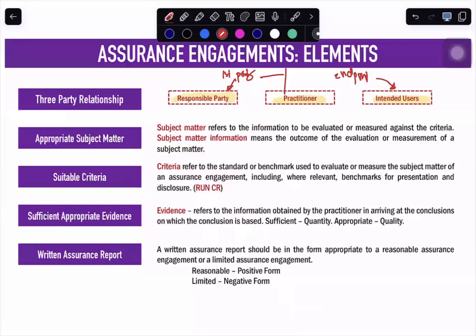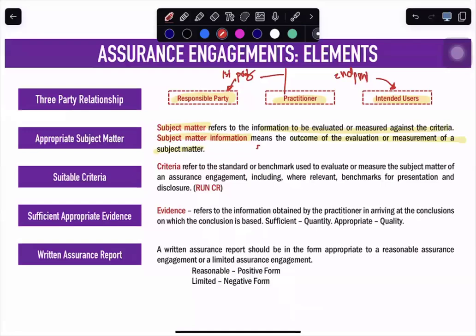Next, there's appropriate subject matter. So what is a subject matter? Subject matter refers to the information to be evaluated or measured against the criteria. And we also have subject matter information. These are the outcome of the evaluation or measurement of a subject matter.